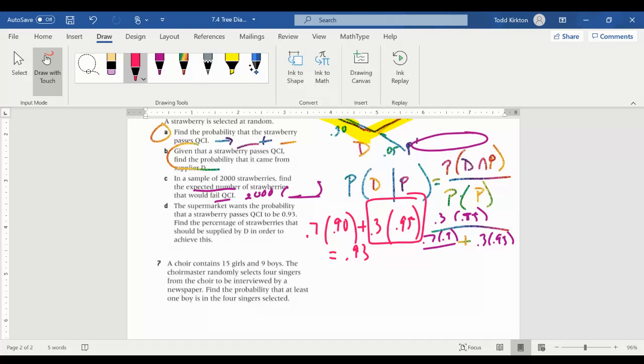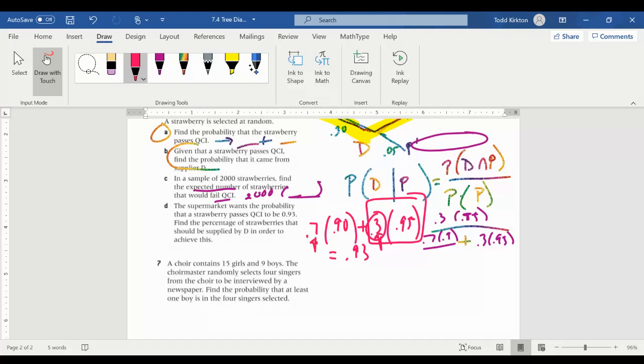So instead of 70-30, it might be 65-35 or 68-32 or whatever. So you're going to raise this. So one way you could do it is guess and check on your calculator. Whatever you raise this by, you lower this one by.